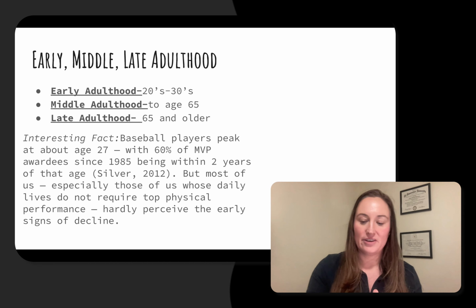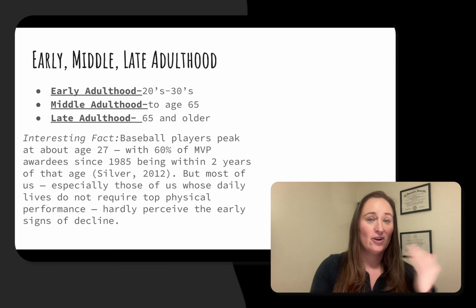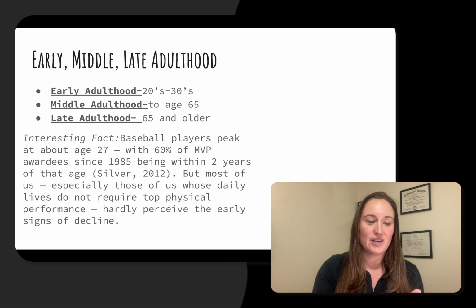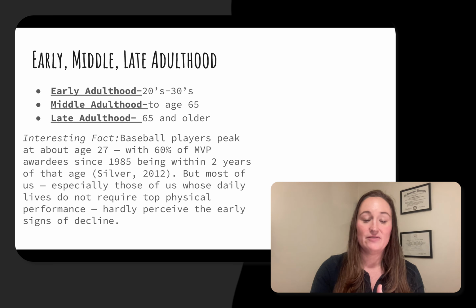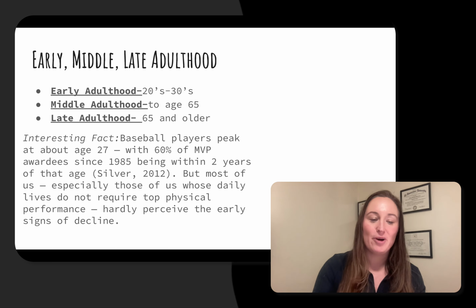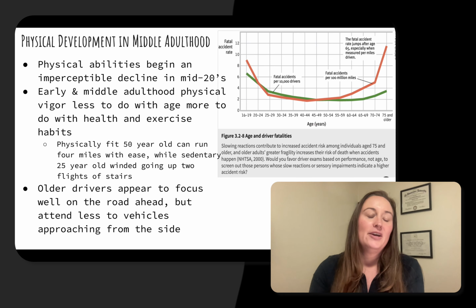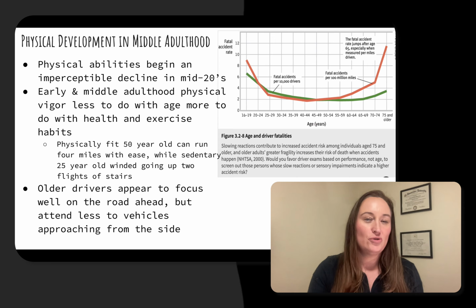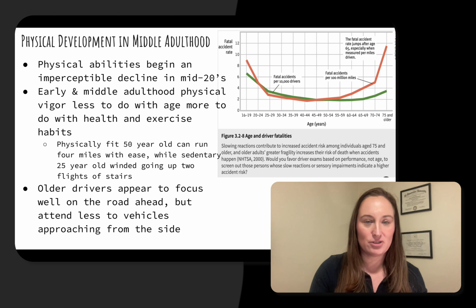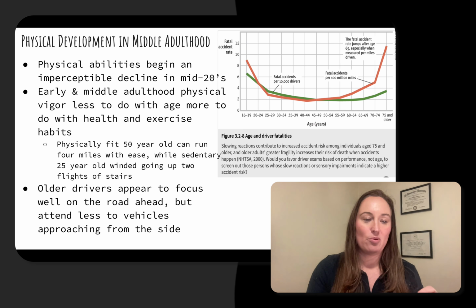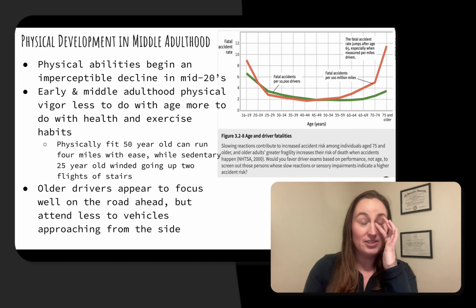And this is just one little interesting fact about when we physically peak, right? If you're a pro athlete, a baseball player for example, the peak is around age 27. That's where most MVP awards are given. But most of us, especially those whose daily lives don't require us to play pro baseball, hardly perceive a decline from age 27 to age 30, for example. So let's talk about physical development in middle adulthood. Physical abilities begin to decline, but again, it's not a noticeable amount. It's imperceptible at that point, unless you're a pro athlete.